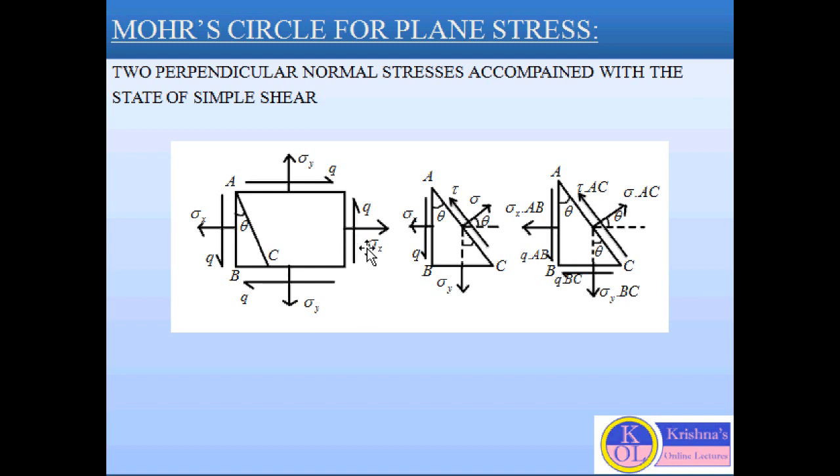Here the two perpendicular normal stresses, sigma x and sigma y, are both tensile stresses we are considering, or like stresses, and the shear stress is denoted by q. Generally, these conditions are considered in actually loaded bars, shafts in torsion, bending beams, etc.